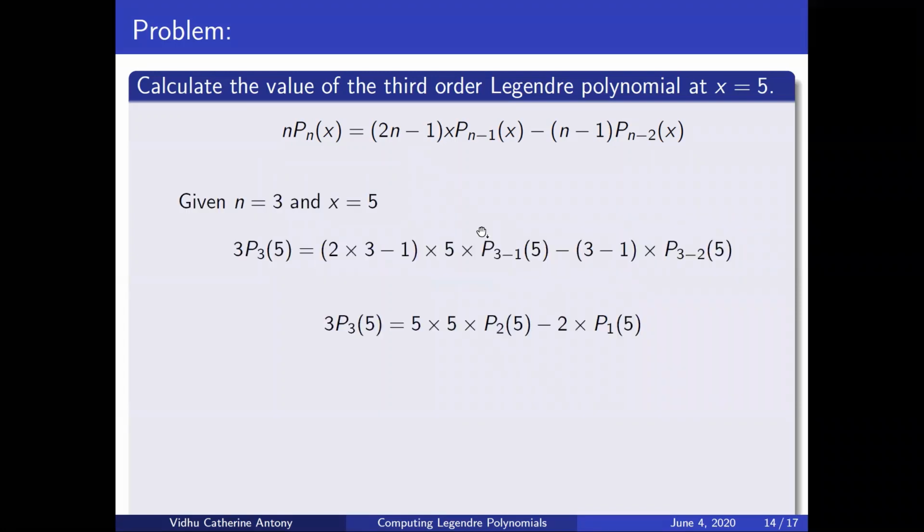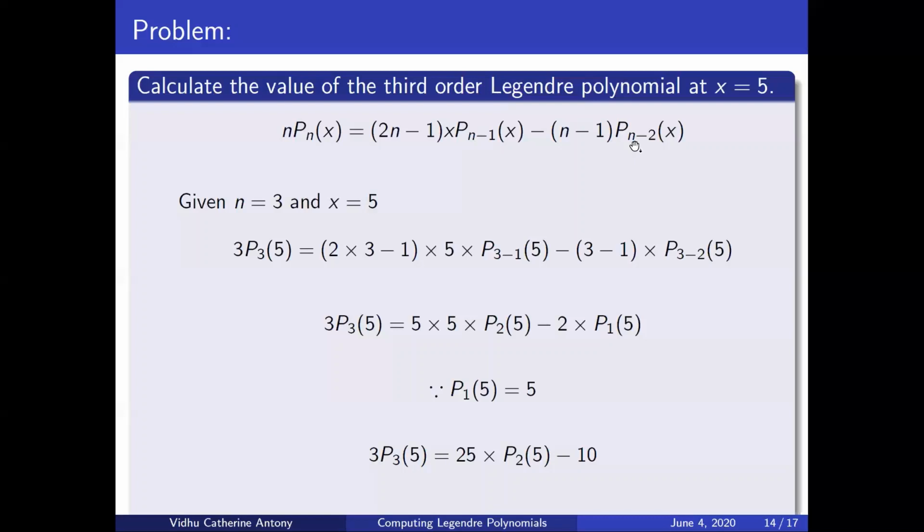Okay, so you need to calculate this. You've got 5 into P2 of 5 minus 2 into this. You want to find out what P2 of 5 is, right? So what do you do? You write P2 in terms of P1 and P0. So you've got the seed values back once you do P2. Okay, I'm proceeding forth.